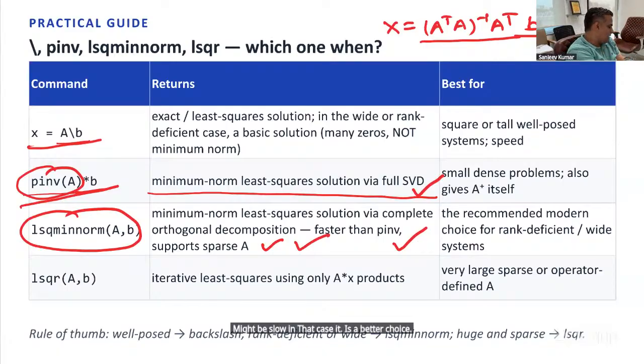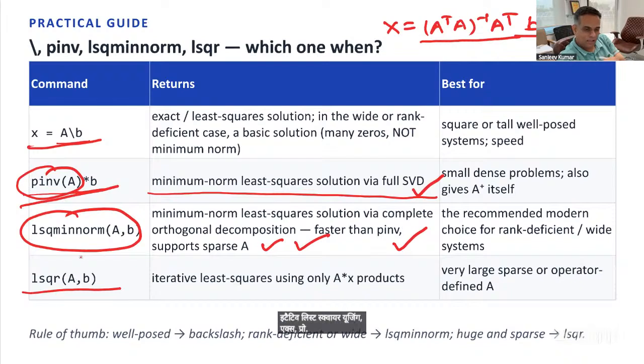And the final one is lsqr, with A and B. Iterative least square using A x products. It is a numeric approach. If you have a very large sparse matrix A, sparse meaning very few entries of A are non-zero, such a system is called a sparse system. If you have a sparse system, this is the best choice.